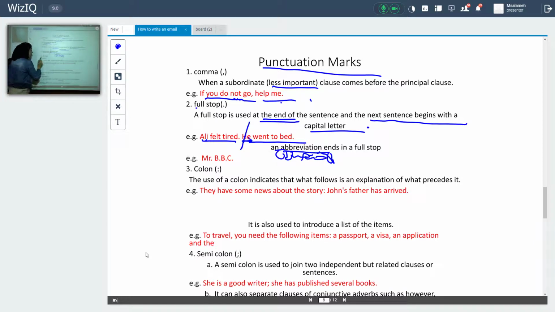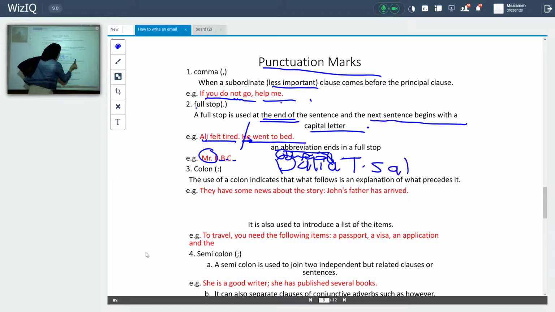Okay, Mr. It's actually I abbreviate it. Mr. BBS, like when I said my name. Dalian T. Dot. I abbreviate here my father's name. So I write the capital letter of his name and what? Put a dot after his letter.